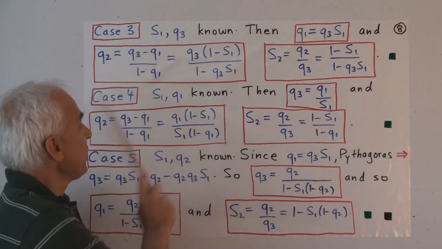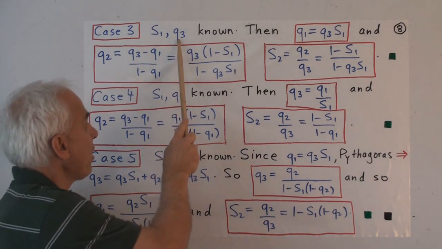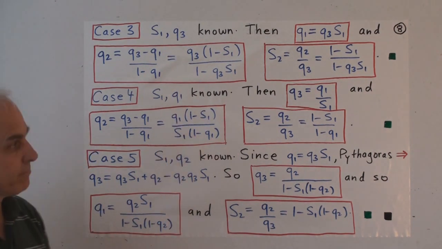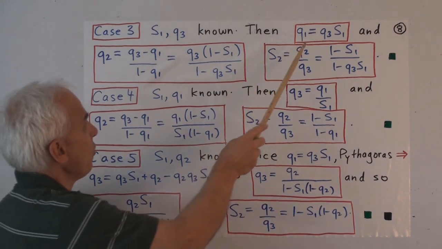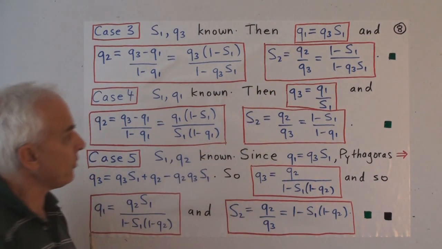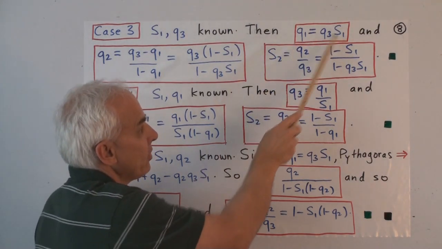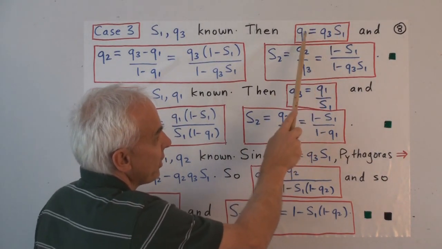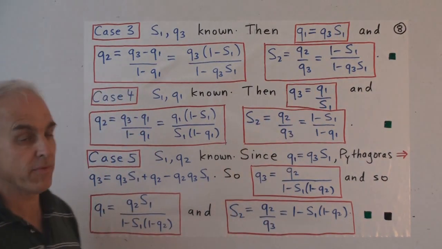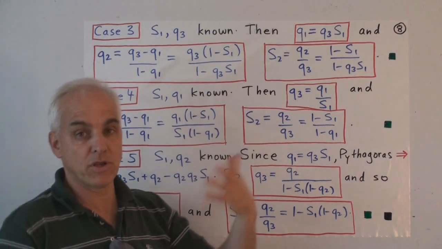So case 3 is, let's say we know the spread S1 and the quadrance Q3. We have to find the other three quantities, namely Q1, Q2, and S2. So how do we do that? Well, first of all, Q1 equals Q3 times S1. That's just Thales' law, S1 equals Q1 over Q3, rewritten. But since we know S1 and Q3, immediately now we know what Q1 is.